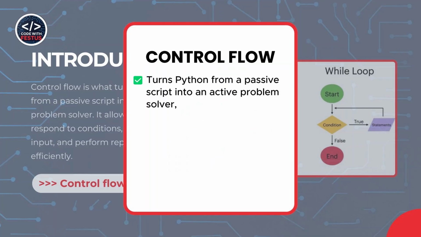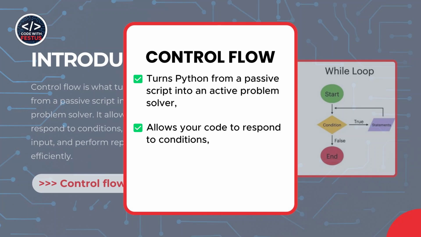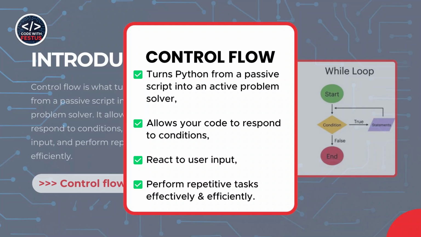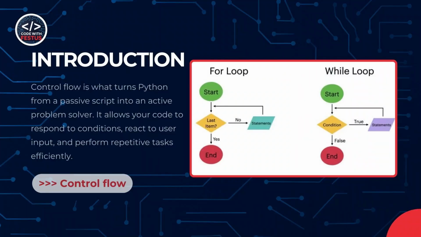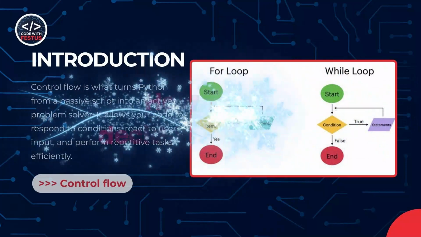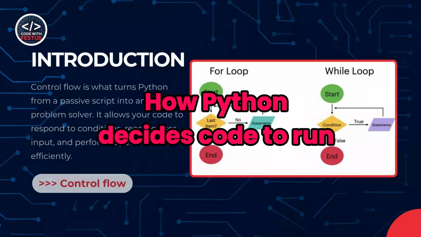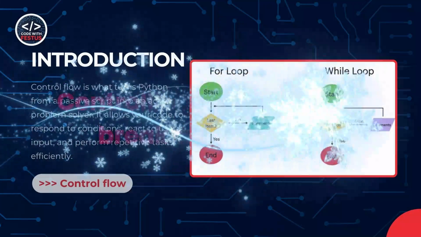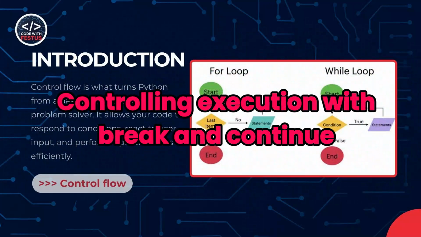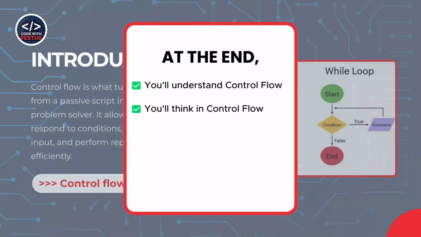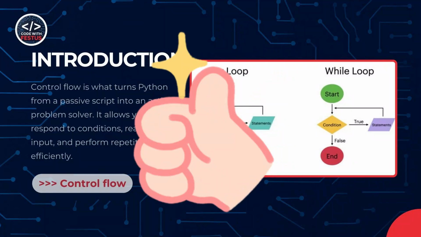Control flow is what turns Python from a passive script into an active problem solver. It allows your code to respond to conditions, react to user input, and perform repetitive tasks effectively and efficiently. In this video, we are going deep, not just surface-level explanations. We'll explore how Python decides what code to run, how it handles multiple conditions, how loops really work, and how you can control them using tools like break and continue. By the end of this video, you will not only understand control flow, you will think in control flow, and that's a major milestone in your programming journey.